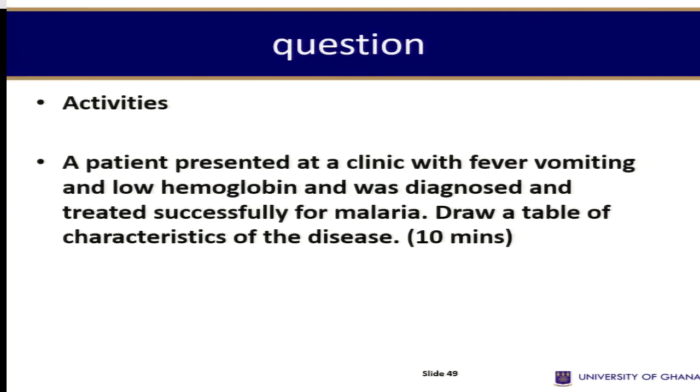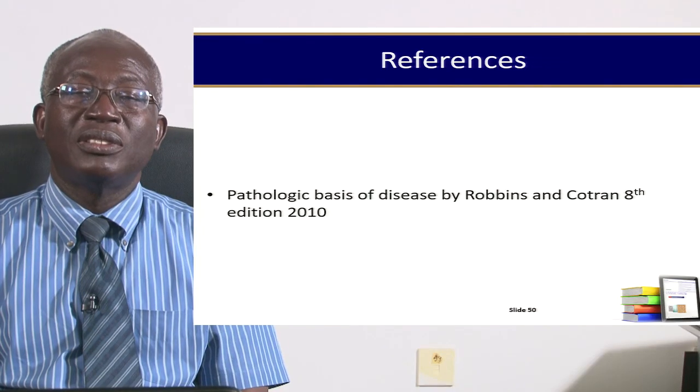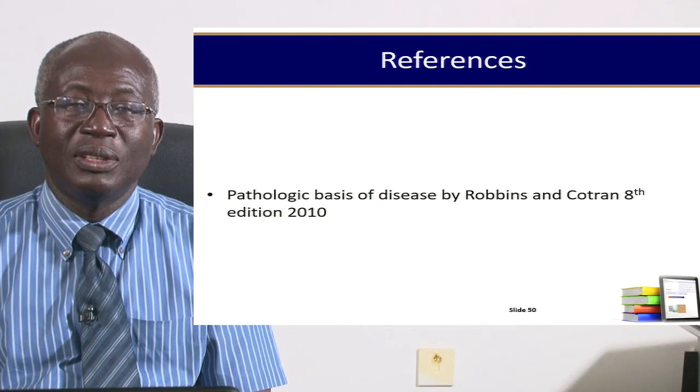So, your question again. A patient presented at the clinic with fever, vomiting, low hemoglobin, and was diagnosed and treated successfully for malaria. Draw a table of the characteristics of disease. This brings us to the end of the first session.